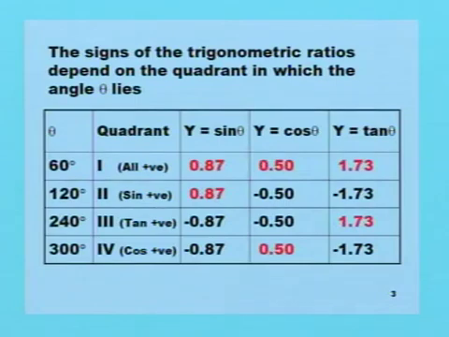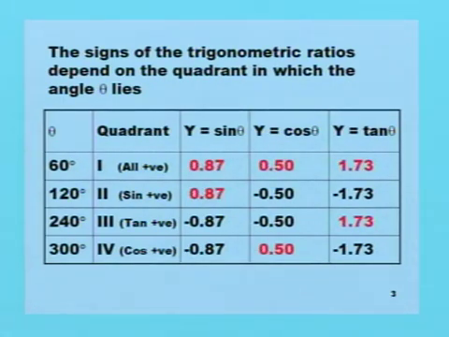So when theta is 60 degrees, sine of 60 degrees is equal to 0.87. Cosine of 60 degrees is equal to 0.50. And the tangent of theta, which is tangent of 60 degrees, is equal to 1.73.